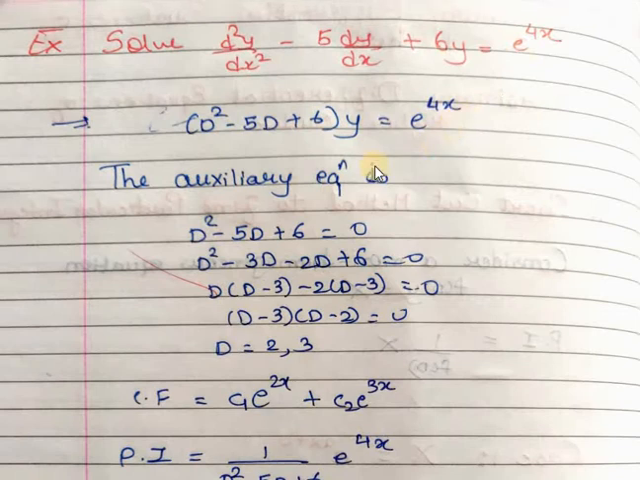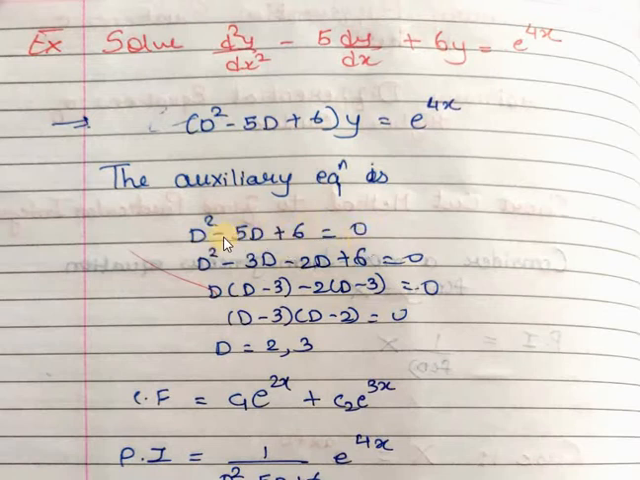Now here first of all we will have to find the auxiliary equation. For the auxiliary equation we will write f of D equal to 0. Now what is f of D? For that we will have to compare this with f of D into y is equal to capital X. So f of D will be D square minus 5D plus 6. So the auxiliary equation is D square minus 5D plus 6 is equal to 0.